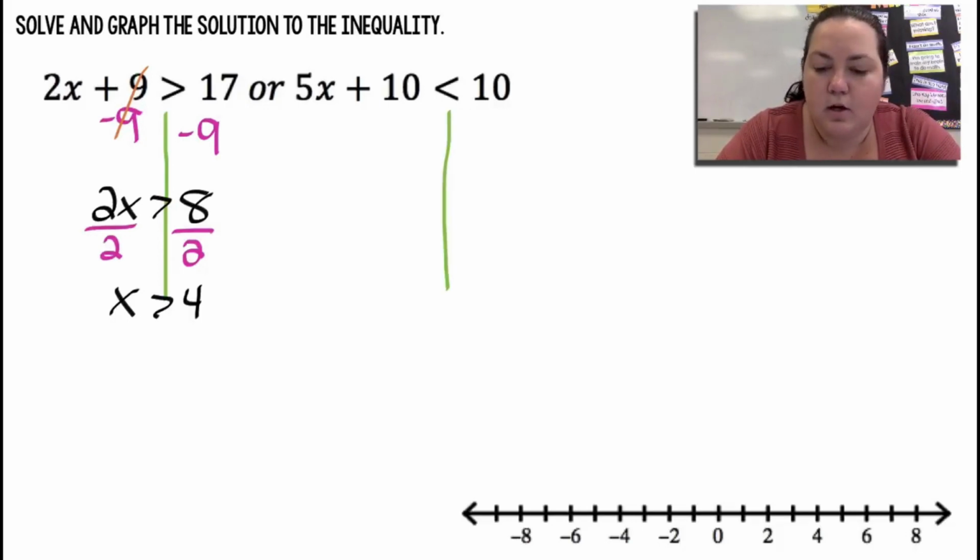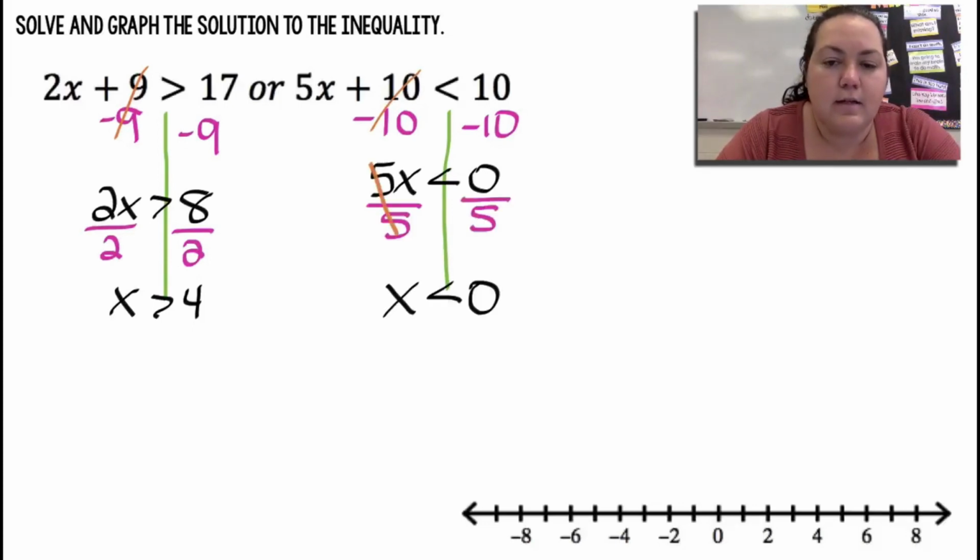The next one I'm going to solve, I'm going to subtract 10 on both sides. 5x is less than 0, because 10 minus 10 is 0. Divide by 5, so x is less than 0. So I'm going to put an open circle at 4 and shade to the right. I'm going to put an open circle at 0 and shade to the left.